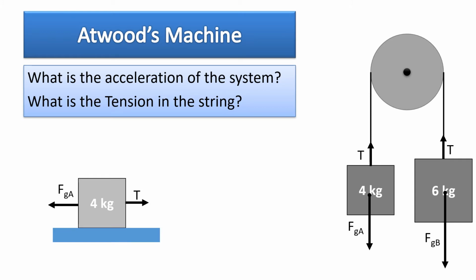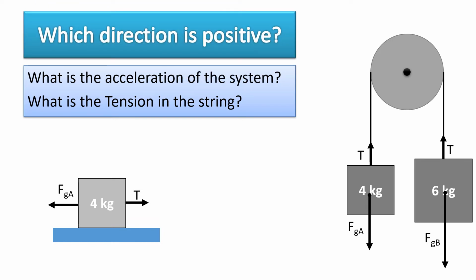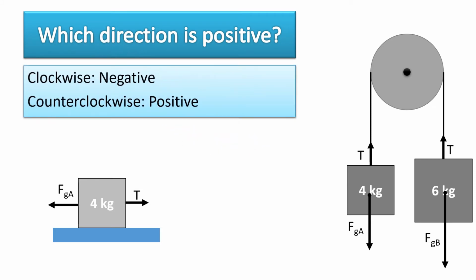But before we actually do it, let's take a look at the convention. It says which direction is positive. So it's important to note that the clockwise direction, going this way, is negative, and counterclockwise is positive. It's what they call the right hand rule. That's how you remember it.